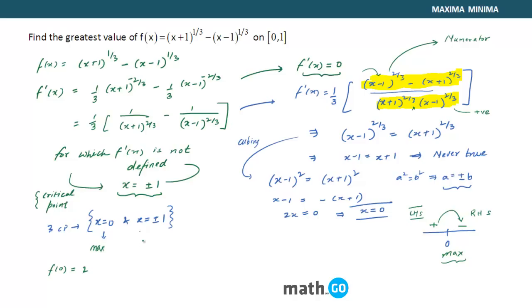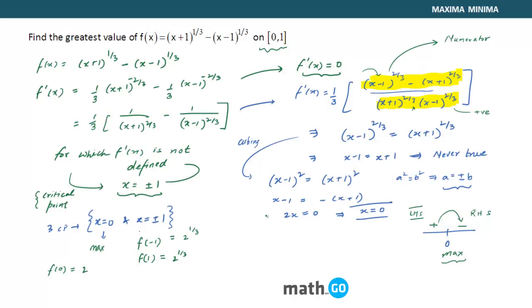Now tell me what are the values at the other extreme points, that is f1 and f minus 1. Though we need not calculate f minus 1 because the domain of x given to us is 0 to 1. But still, let's see. First of all, let's find out f1. What will you say for f1? This will become 0. This will be 2 raised to power 1 by 3, right? And if I talk about minus 1, this will be 0 here, and it will become again 2 raised to power 1 by 3.